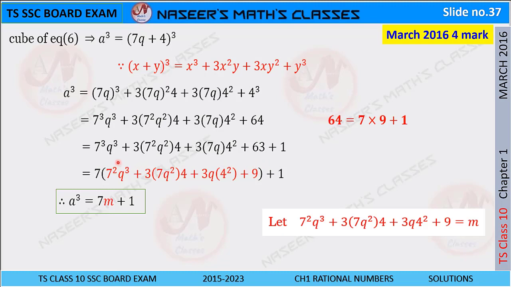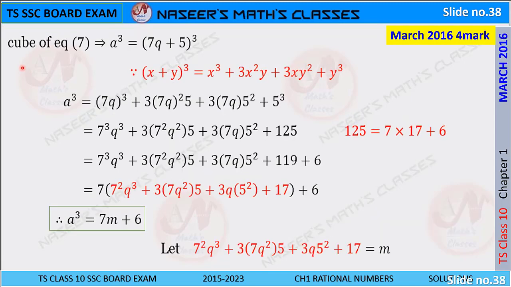So after taking 7 common we can write it as 7 times of 7 square q cube plus 3 times 7q square times 4 plus 3q times 4 square plus 9. Let this one be m. Then we can write the above equation as 7 times of m plus 1.